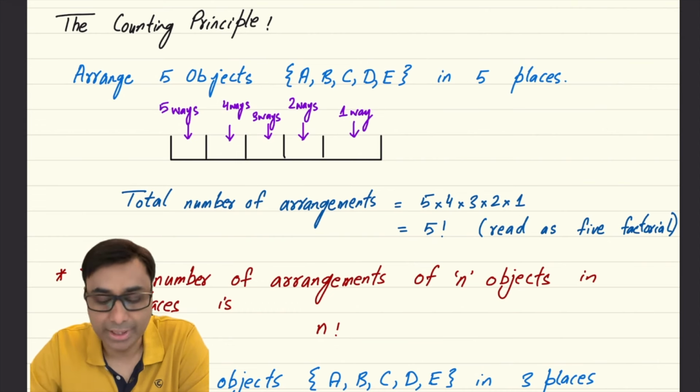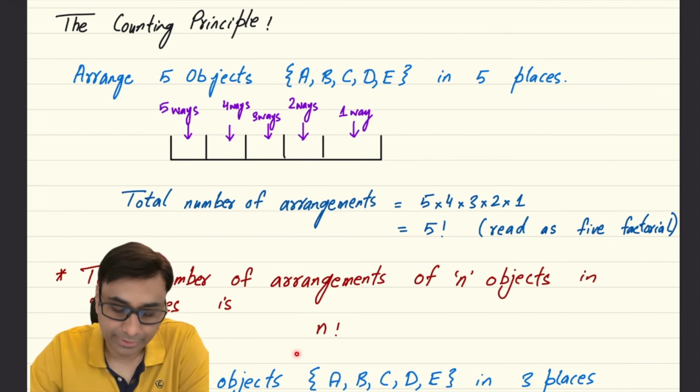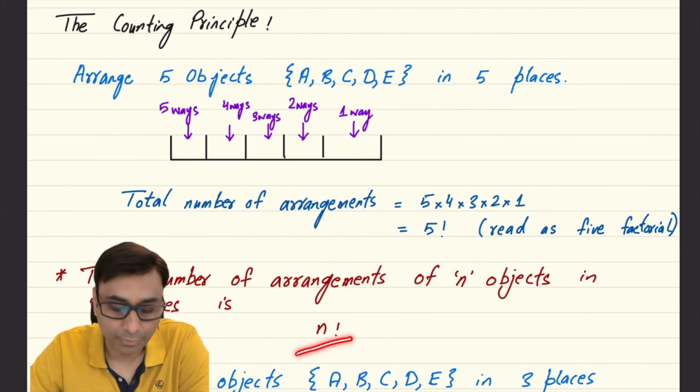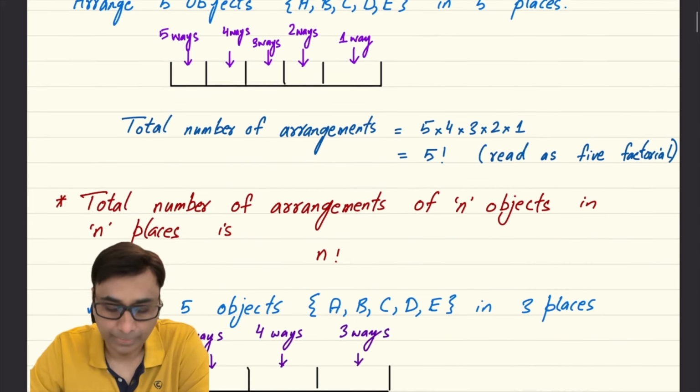Let's try to generalize this. We can say that if we have n objects to be placed in n different places, then the total number of possible ways of doing that would be n factorial. That's how you can find the number of ways of arranging n objects in n different places.